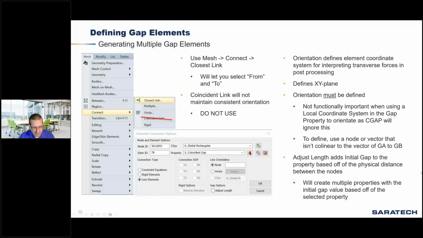And here, one final little option here that I highly recommend. If you are modeling contact that has a physical gap in it, the gap options right here, adjust length, will automatically fill in that initial gap value here based off of the physical length or the physical distance between GA and GB. So I will actually demonstrate that in our model here.